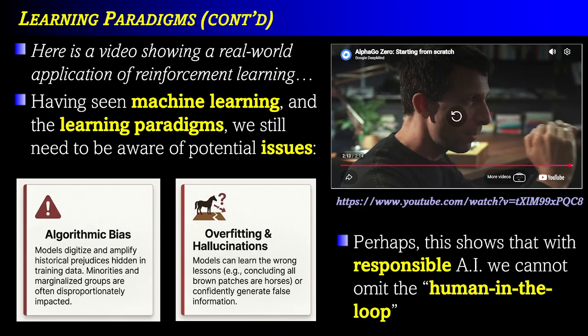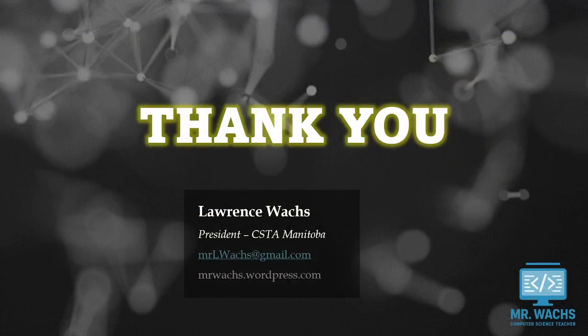We can also have what's called overfitting and hallucinations. Models can learn the wrong lessons. They can, for example, conclude that all brown patches on an image are horses, or confidently generate false information, a hallucination that they confidently present as true. Perhaps that shows that with responsible AI, we cannot omit the so-called human in the loop of this learning process to really verify this data and the results.